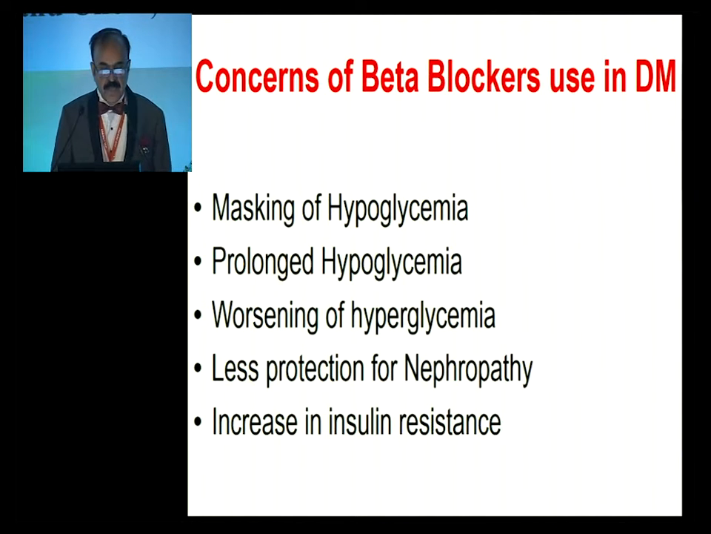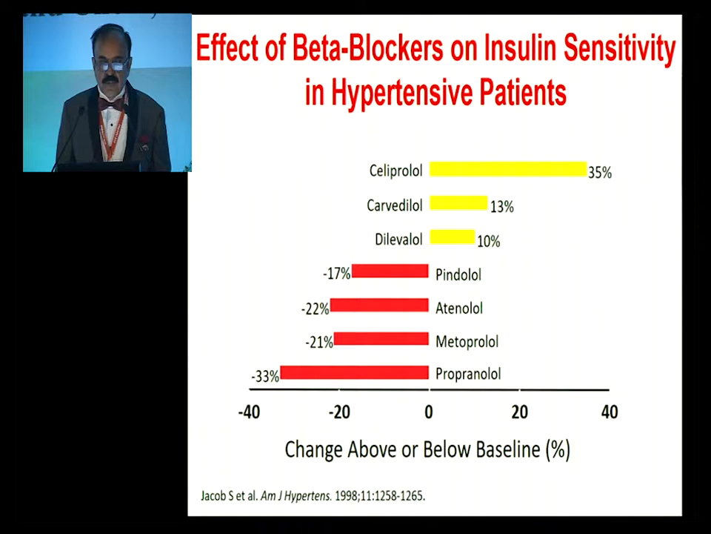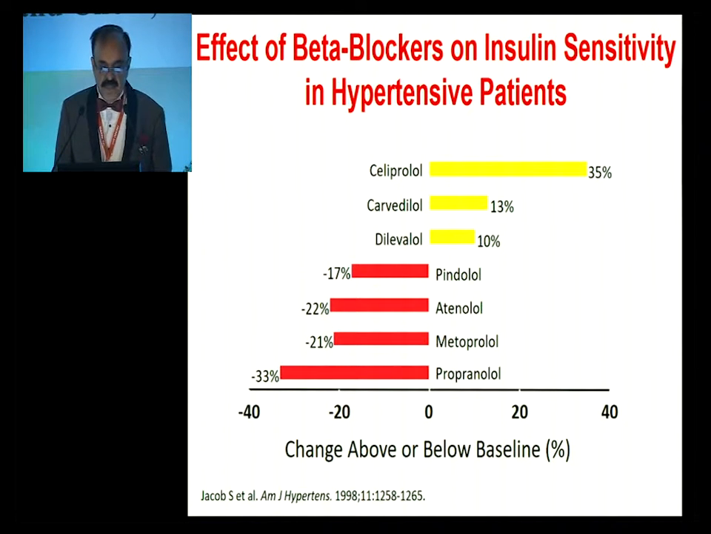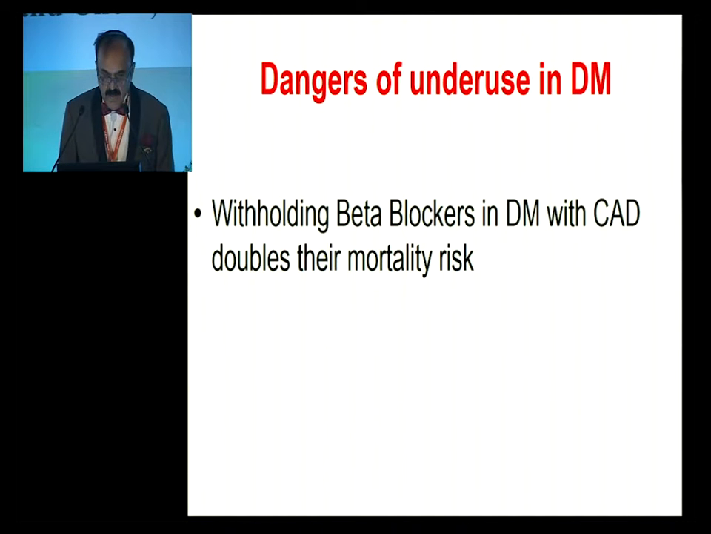also very good. A beta blocker, generally we don't use it because of masking of hypoglycemia, prolonged hypoglycemia, worsening of hyperglycemia, less protection for nephropathy, and increase in insulin resistance. Only two or three beta blockers are insulin non-resistant, one is carvedilol. All the other drugs produce insulin resistance. So withholding beta blockers, is it advisable? Especially in diabetes mellitus with coronary artery disease, it doubles their mortality risk.